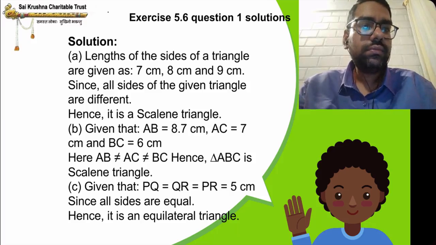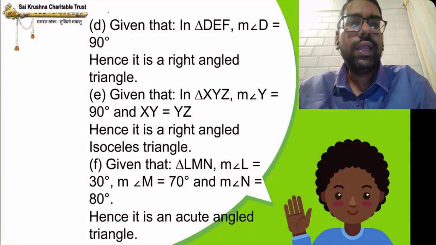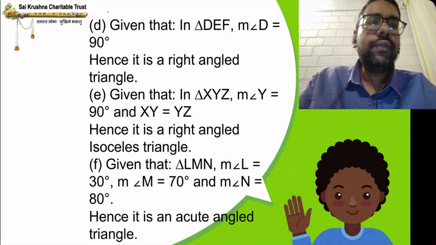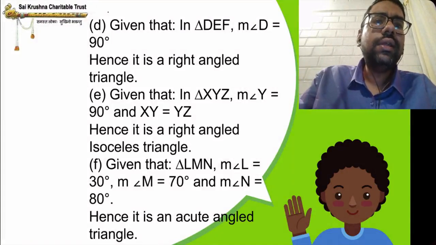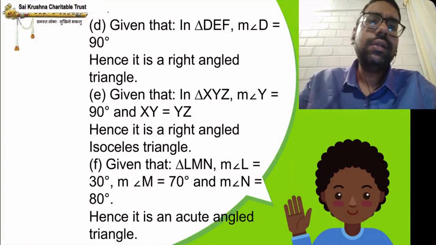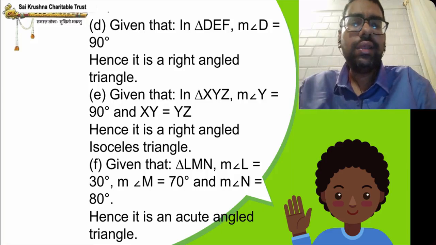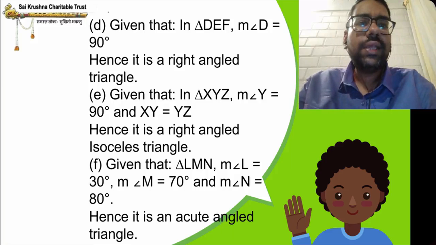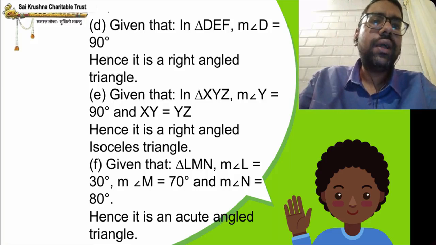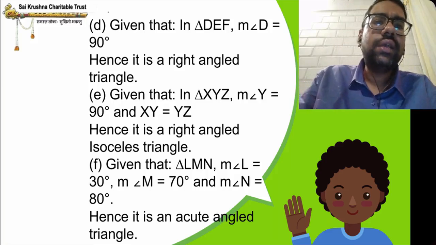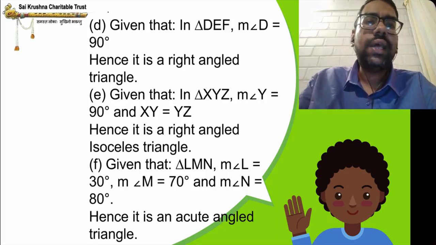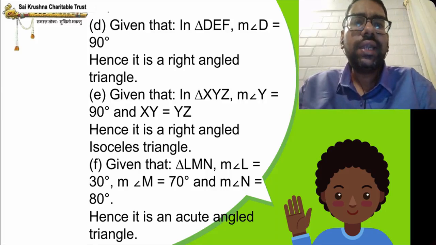Question D. Given that in triangle DFM, angle D is 90 degrees. So angle D is 90, it is called a right angle triangle. Question E answer. Given that in triangle XYZ, angle Y is 90, XY is equal to YZ. It is a right angle triangle, also an isosceles triangle because two sides are equal. XY and YZ are equal and angle Y is 90 degrees.